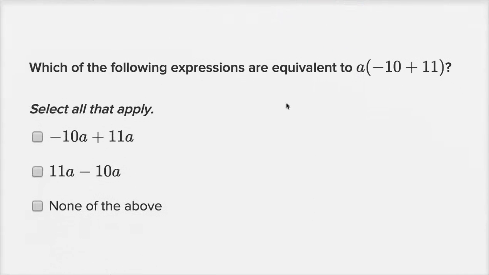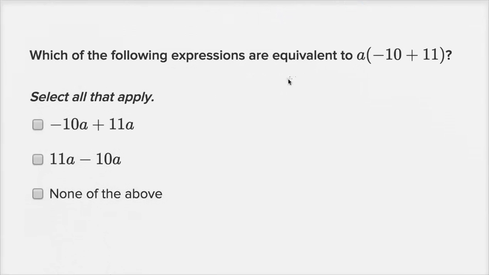Let's do one more. Which of the following expressions are equivalent to a times negative 10 plus 11? Well, once again, the instinct when you see something like this, I'd love to distribute that a. It's just sitting there. So let's do that. A times negative 10 would be negative 10 times a, or negative 10a, and then plus a times 11, which is the same thing as 11 times a, which we could write as 11a.